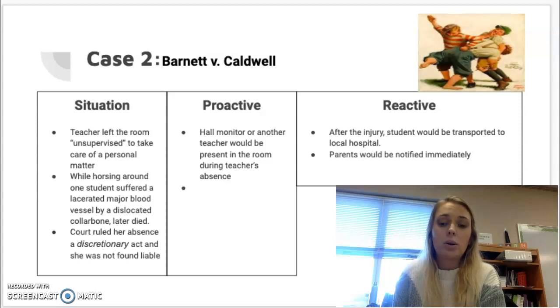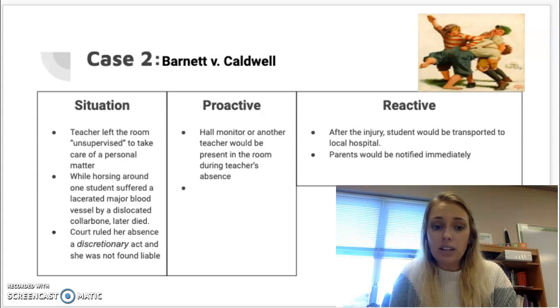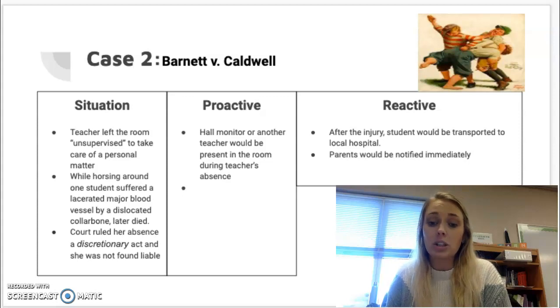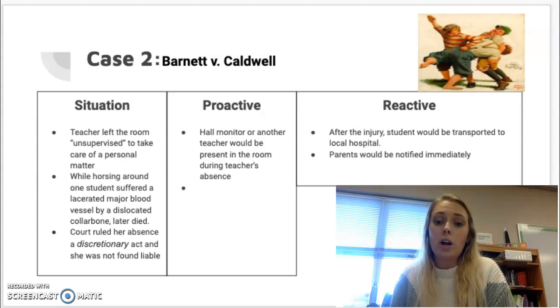And then students were horsing around in the room, doing horseplay, wrestling. And then one student suffered a lacerated major blood vessel because he dislocated his collarbone, and on the way to the hospital he was pronounced dead. The court did rule that her absence was a discretionary act and she was not found liable for his injuries due to her being away on a personal matter.